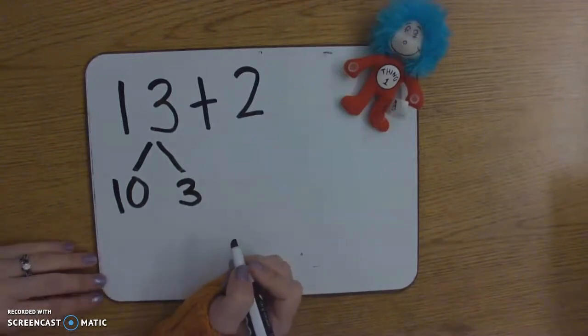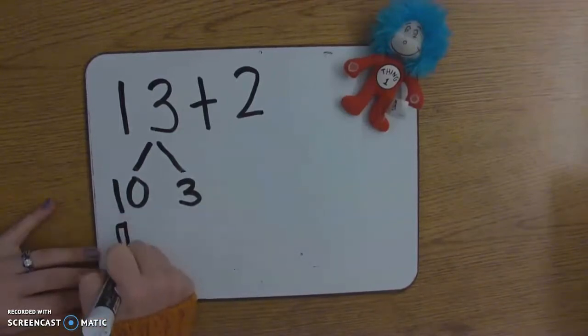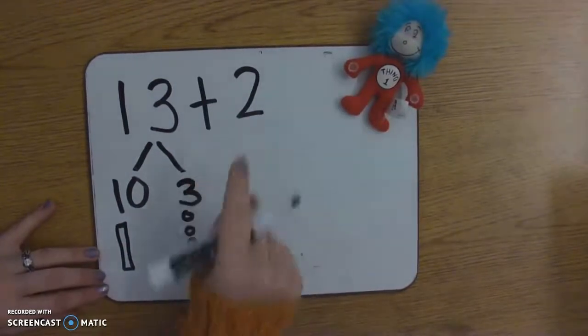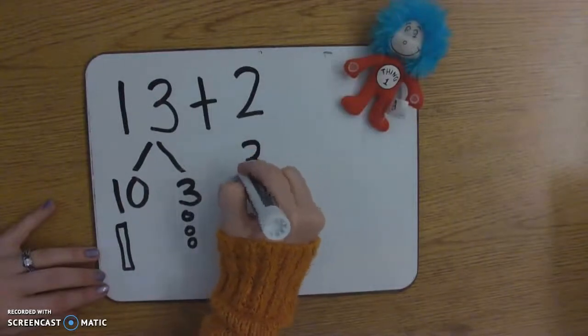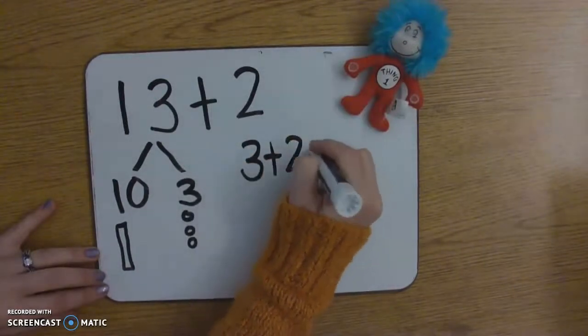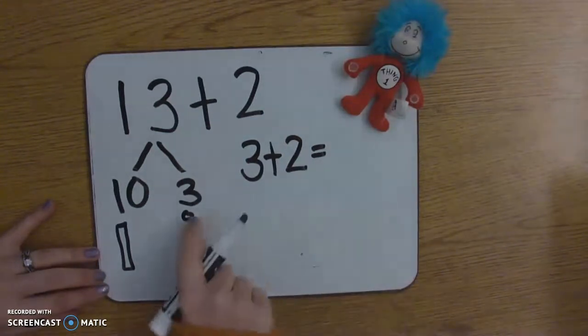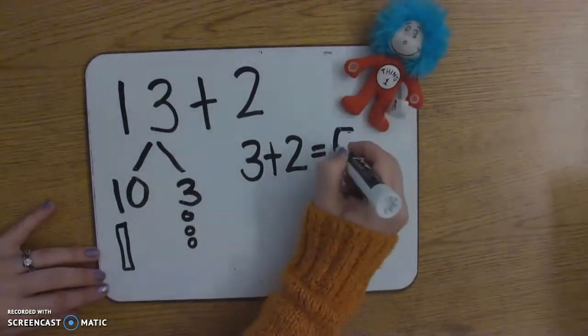And mathematicians, if it helps you think about this better, you could draw your 10 underneath and your 3 if you want to. Let's add our ones together. So first I'm going to add my 3 plus my 2, because our learning goal says I can add my ones and ones. So here's our ones and ones. And 3 plus 2 we know is 5.